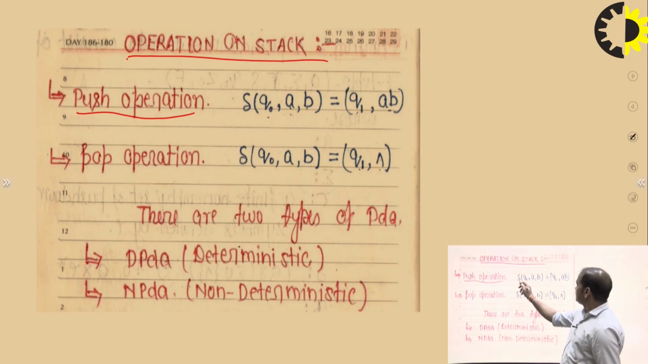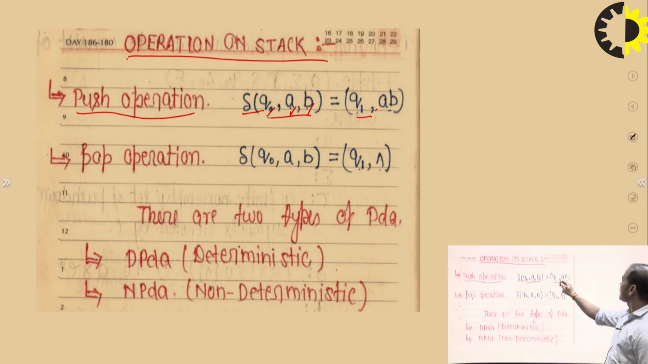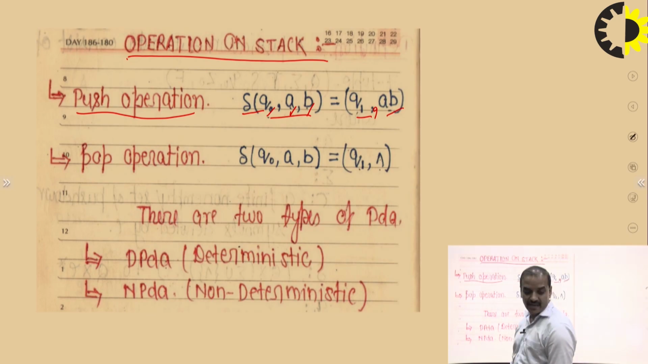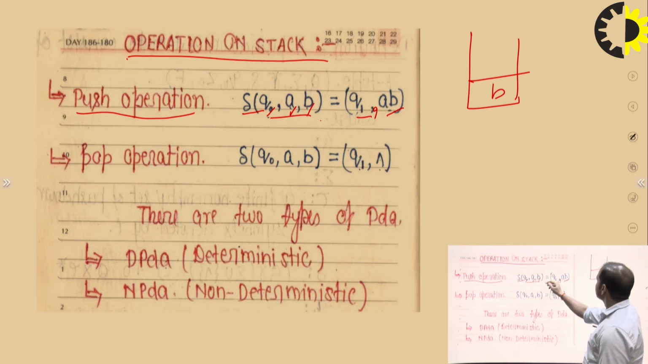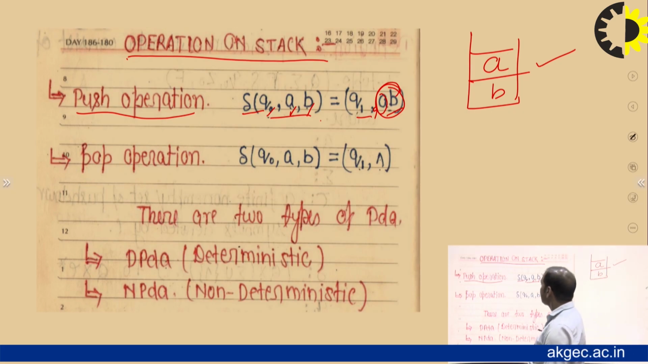Look at this. This is the delta, then state Q naught, input A, top of the stack B. After processing this, we write Q1 comma AB. That means we have to push A inside the stack. The initial condition is B. After processing, we put A on top of B. When multiple symbols come here, that is called the push operation. Next one is the pop operation.